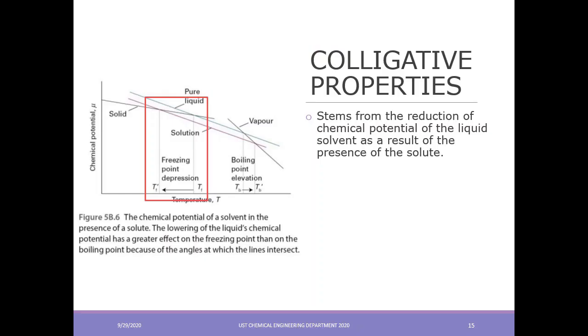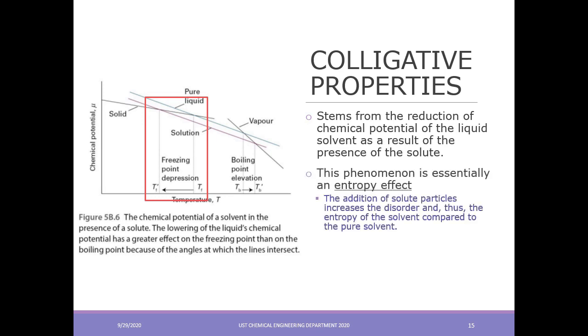The molecular origin of the decrease in chemical potential is essentially an entropy effect and not enthalpy, because even for ideal solutions where enthalpy of mixing is zero, the same phenomenon occurs. Addition of solute particles results in an increase in disorder of the solvent compared to the pure solvent. The increased randomness lowers the tendency of the liquid solvent to freeze and to vaporize, thus lowering the freezing point and increasing the boiling point respectively.